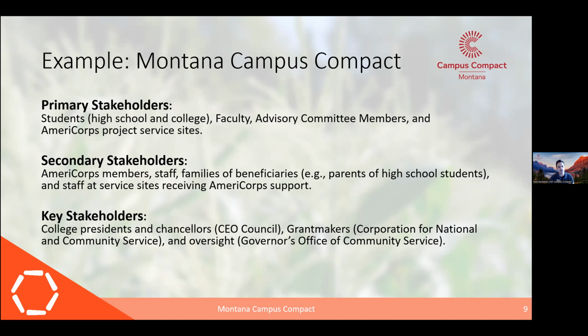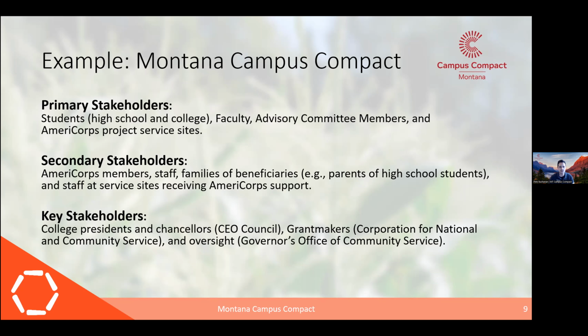The way in which Montana Campus Compact is largely structured is that we function on state and federal grants. And so the relationship we have with the Corporation for National and Community Service, which is referred to as CNCS, is incredibly important. And ultimately, if we don't have those revenue streams to come in and support the work we do, the rest of it is kind of not sustainable. So we spend an awful lot of time developing and fostering that relationship.